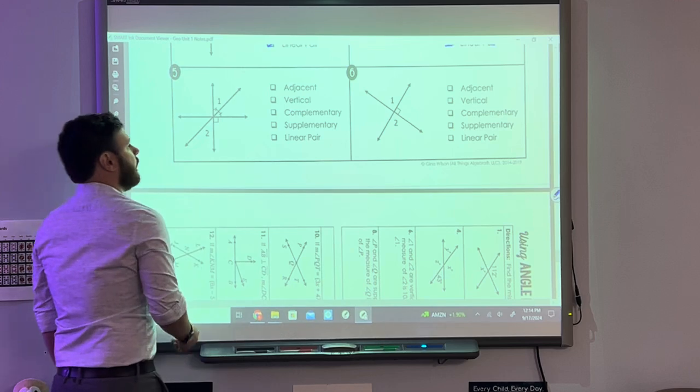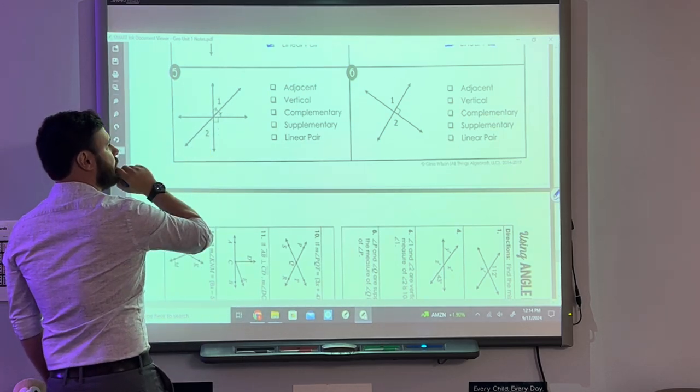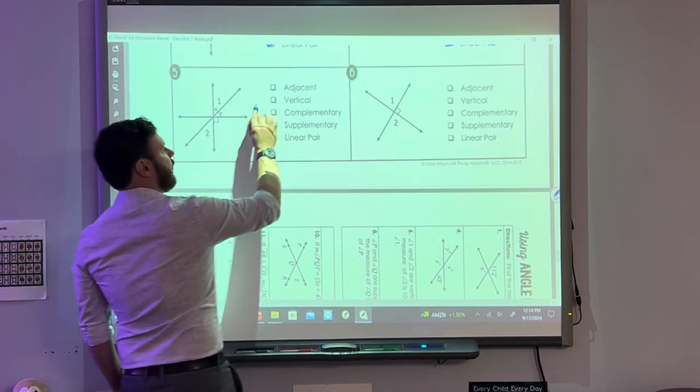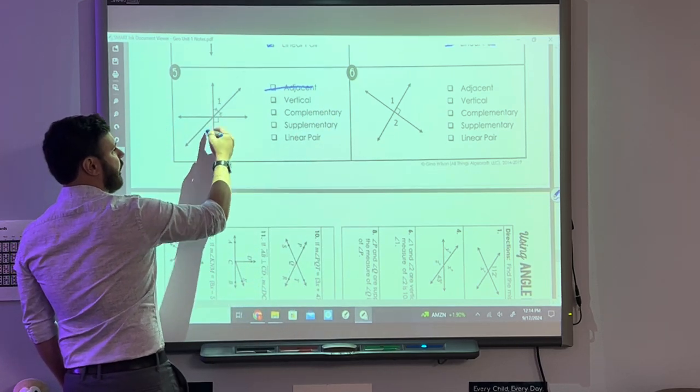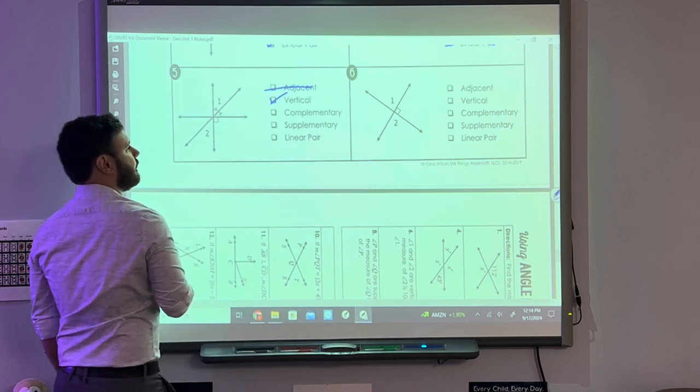All right, 1 and 2. Well, they're not next to each other. They don't share a side. Are they vertical? Do they go straight across? Yes, that will work.